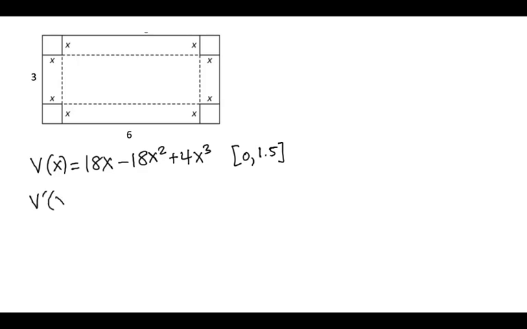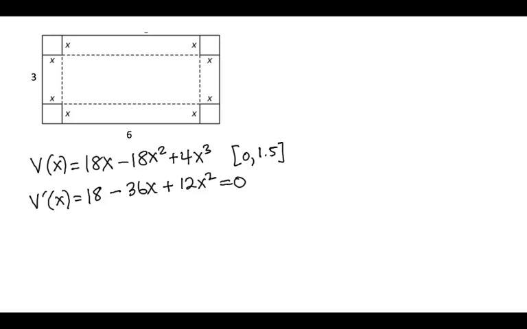I'm going to take the derivative of my volume function. I get 18. Bring down the 2, that's negative 36x. And then take the derivative of 4x cubed. I get 12x squared. All right, so I need to find my critical values, which I get by setting this equal to 0 or figuring out where it's undefined. It's not going to be undefined anywhere, so I just need to set that equal to 0.